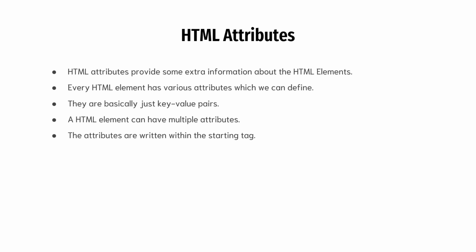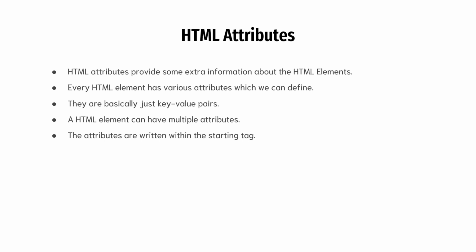In this video, we'll see what are HTML attributes. HTML attributes are simply key value pairs that provide some extra information about the HTML elements. An HTML element can have multiple attributes that you can specify within the starting tag of that element. Remember, HTML attributes cannot be written in the closing tag of that element.